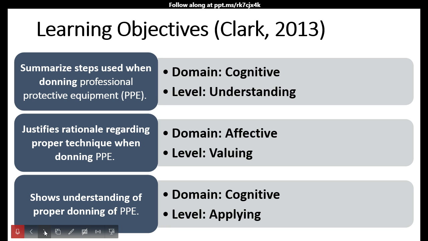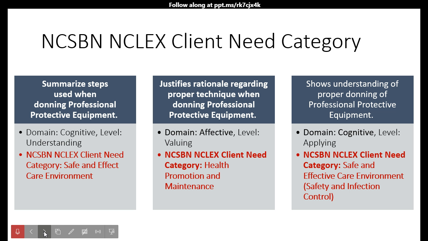So the domain is going to be affective and the level is valuing. And the final objective is shows understanding of proper donning of PPE. The domain is cognitive and the level is applying.